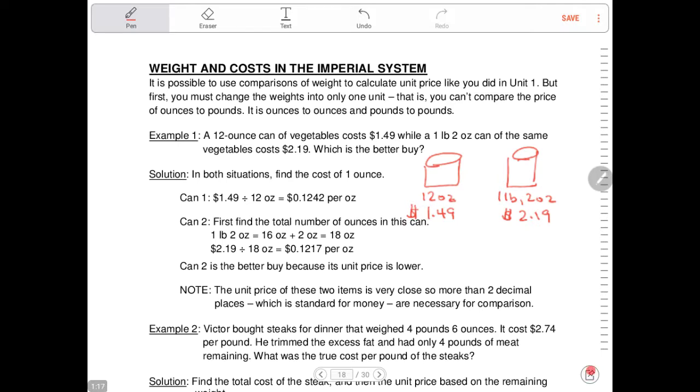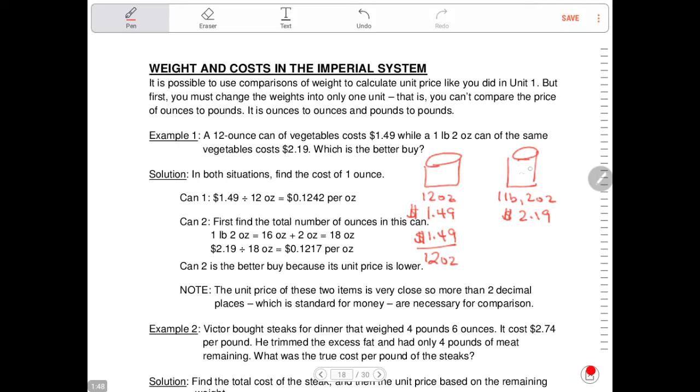So you should be thinking of things like unit price. Unit price is the cost for one thing. In this case, we want to know what is the cost, let's say, per ounce. So we want to know which one's cheaper. So here's my advice. Change everything into ounces. So we know that in this case, we have $1.49 for 12 ounces.